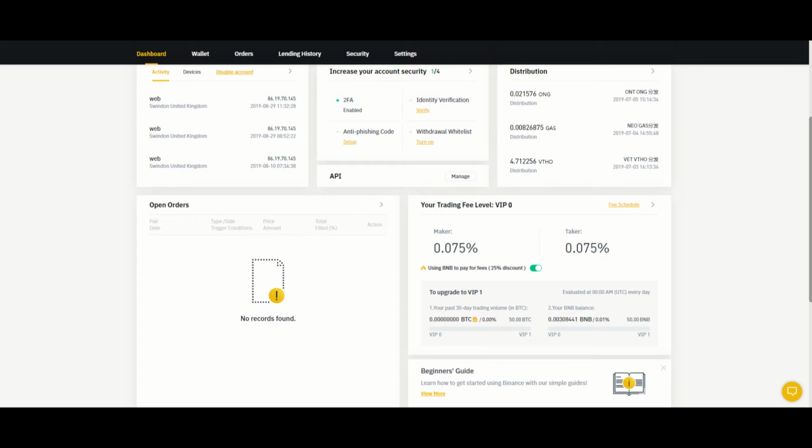Binance also has an academy which goes through the basics of the exchange, which you can access from the dashboard. If you're really new to the exchange, I would recommend you go to the academy, have a read, and try to familiarise yourself with what it says there.